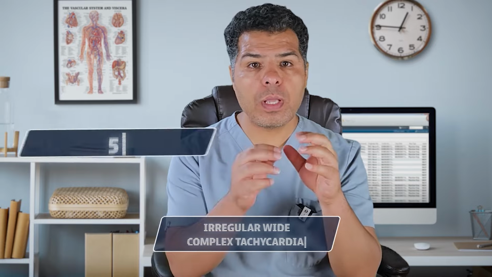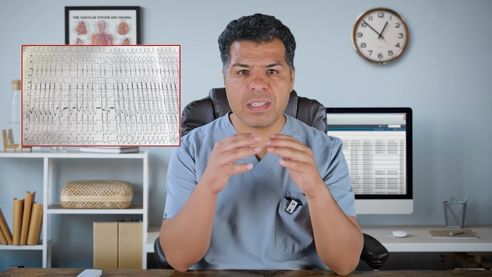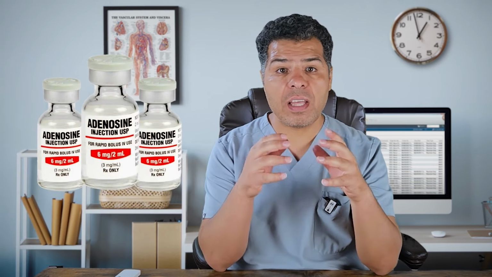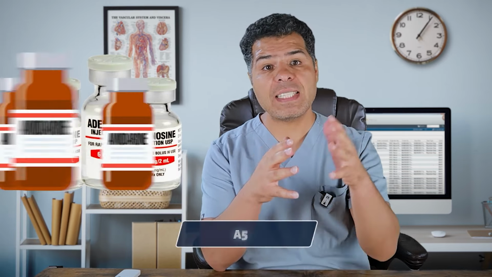Atrial fibrillation with WPW causes an irregular wide complex tachycardia and typically presents with a very rapid rate, polymorphic QRS, and some very short R to R intervals. This is the only contraindication to use adenosine and other AV blocking agents as well as amiodarone.